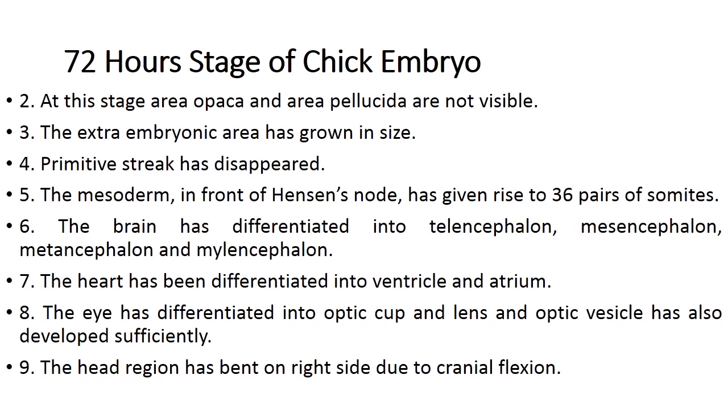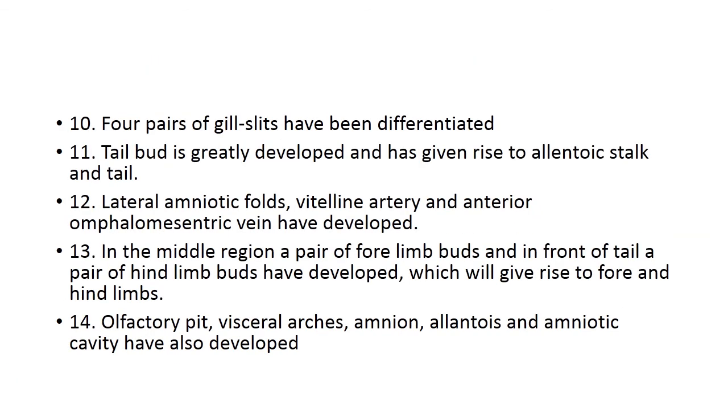The brain has differentiated into telencephalon, mesencephalon, metencephalon and myelencephalon. The heart has been differentiated into ventricle and atrium. The eye has differentiated into optic cup and lens, and the optic vesicle has also developed sufficiently. The head region has bent on the right side due to cranial flexion. 4 pairs of gill slits have been differentiated.